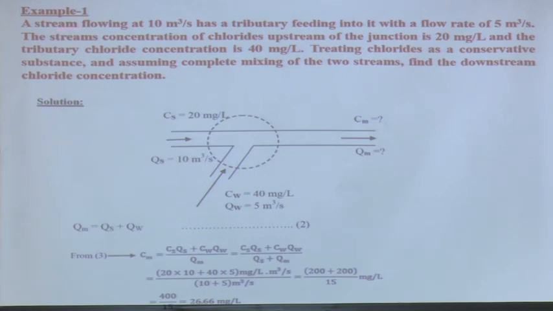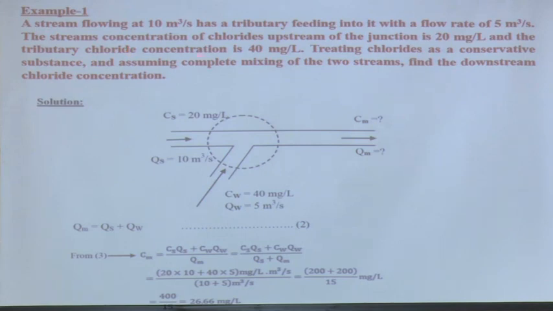This is the problem I have shown: a stream flowing at 10 meter cube per second has a tributary feeding into it with a flow rate of 5 meter cube per second. A tributary means another stream flowing into it. So that is a natural stream, and then I have a tributary to this.